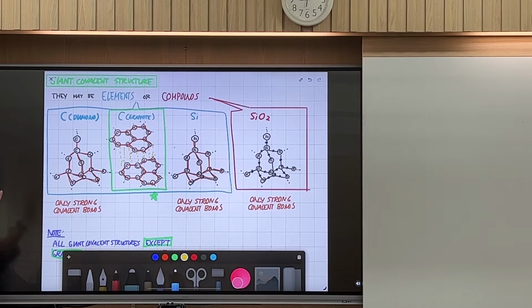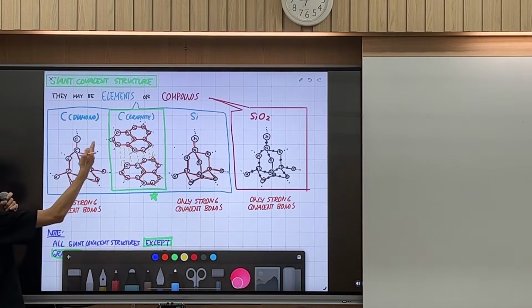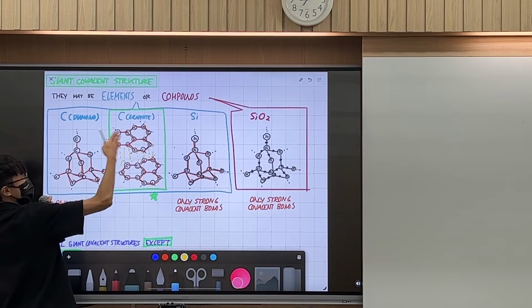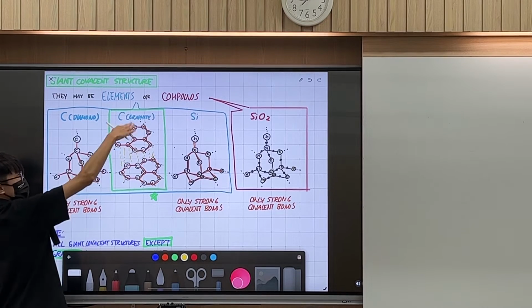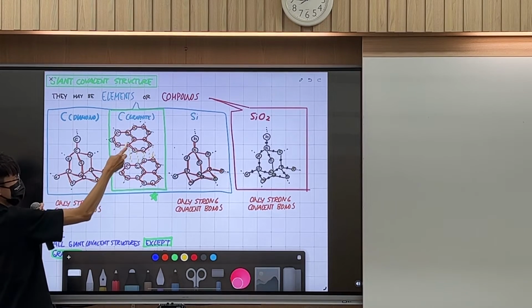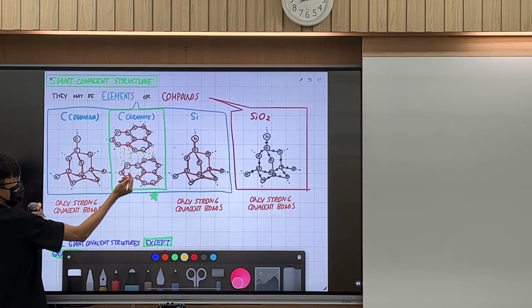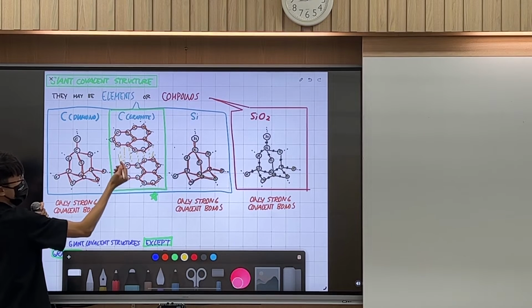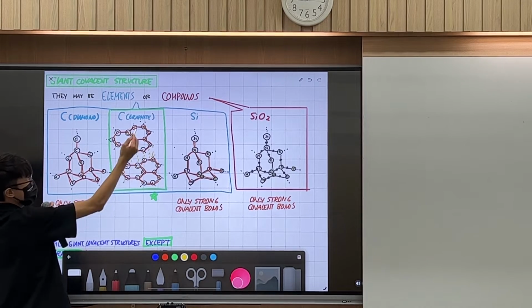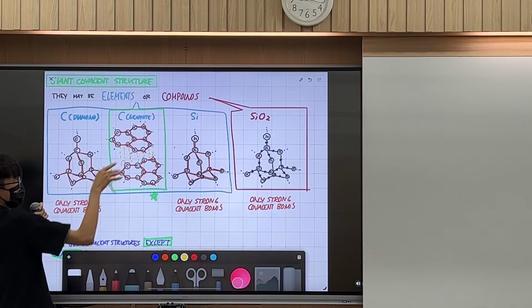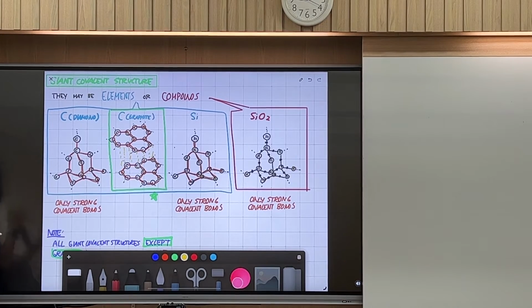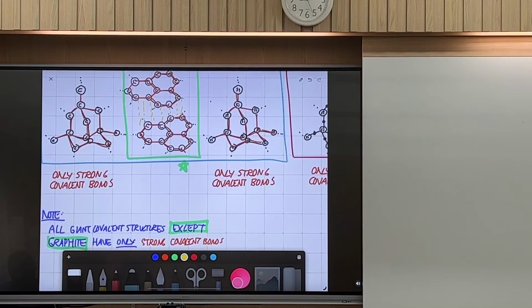Graphite is not a continuous structure. Well, you can argue that it is continuous along this plane, but it is not continuous between layers. You see these layers, they are disconnected, but they interact through these weak forces. This is the only structure with a sheets-like layer. The other three are not sheets-like layers. They are a single, giant, extensive network.